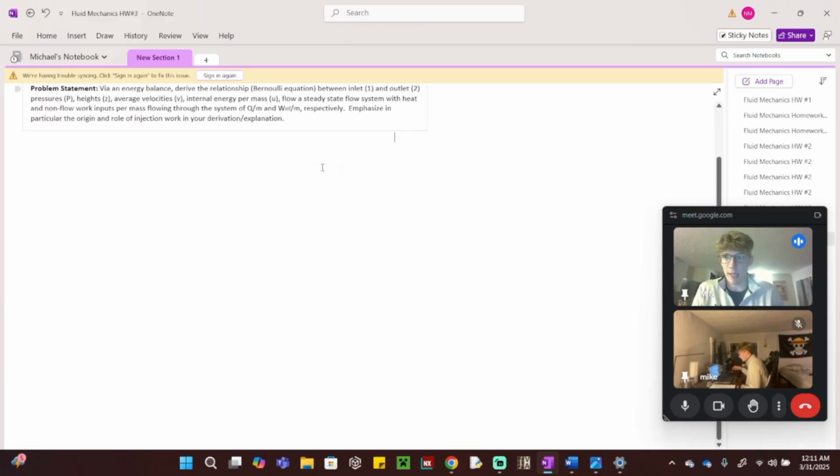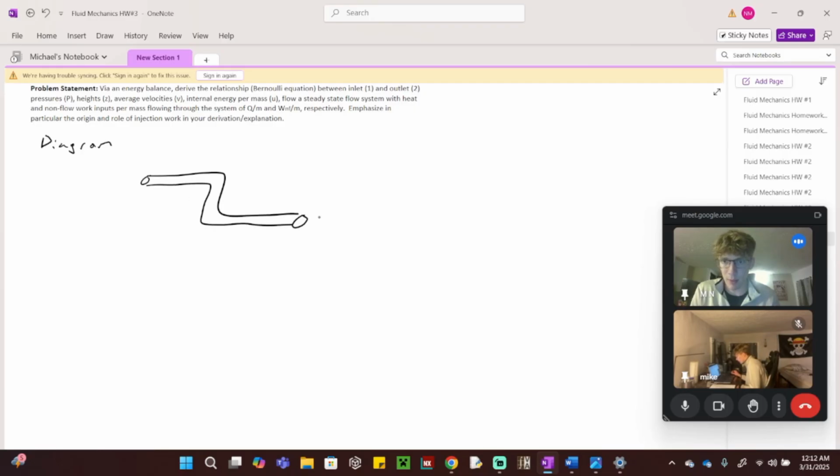So I'm going to draw a diagram of our system to start this problem off. We're going to have a pipe, a circular pipe, and in this pipe we're going to have flow coming in and flow exiting. We're going to call this our inlet, 1, and our outlet, 2. And this will be our system, the flow inside.